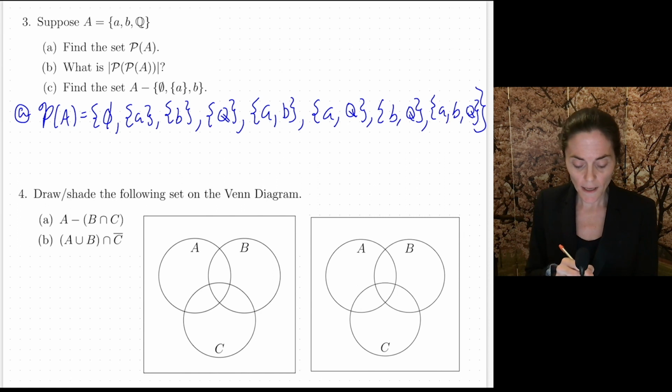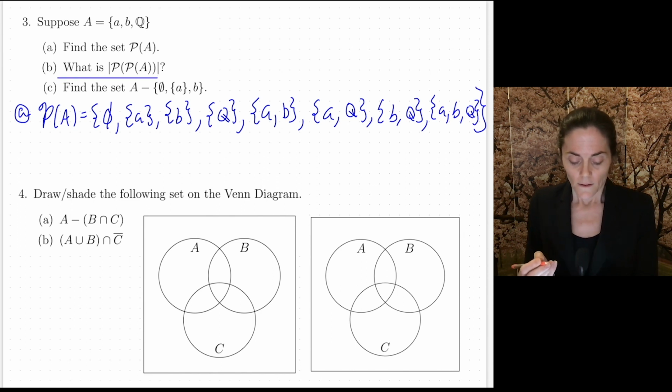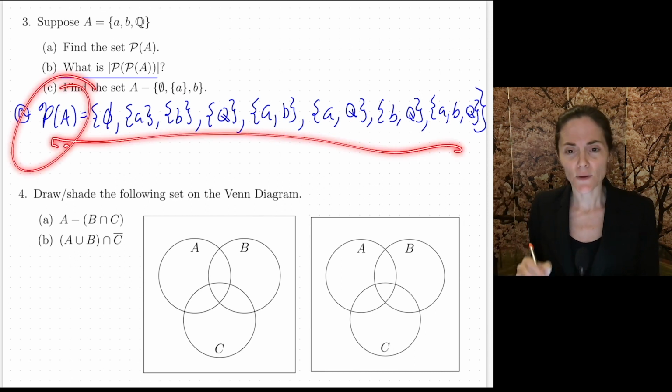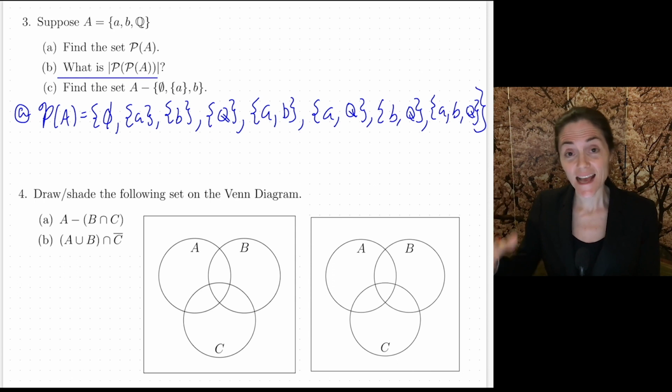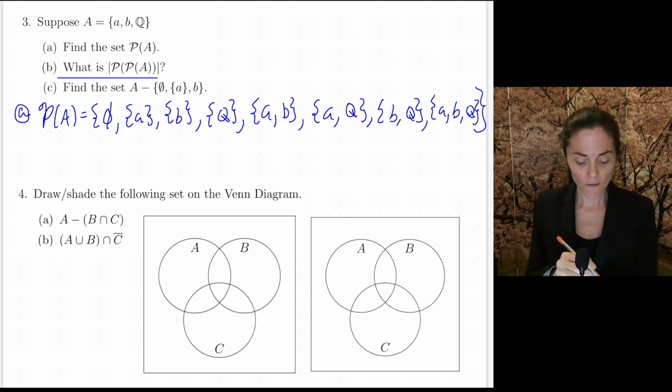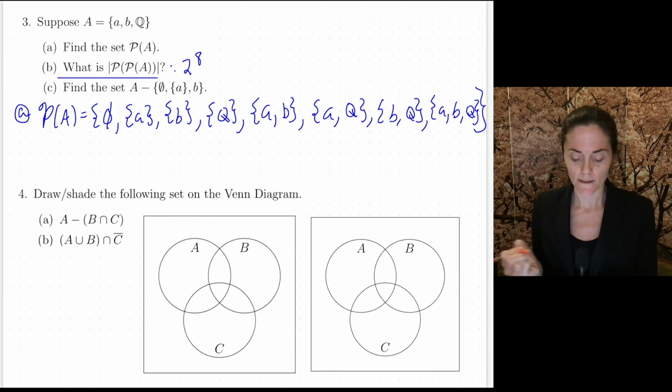Now let's move on here. We want the cardinality of the power set of this set here. So this set, and you can count to make sure, we have 8 things. So its power set has 2 to the 8 elements. So this answer is 2 to the 8.